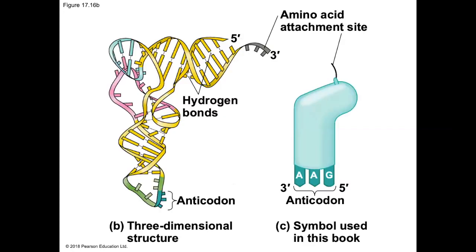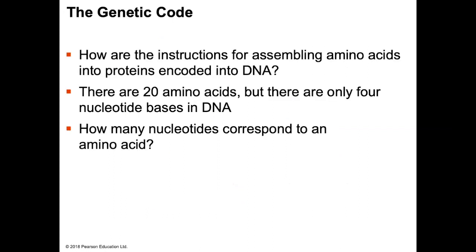Here is just a 3D structure of the tRNA and a symbol used in our reference. So you have here the end that contains the anticodon, which is complementary to the mRNA strand, and the other end is an amino acid attachment site. So what do we mean by codons?